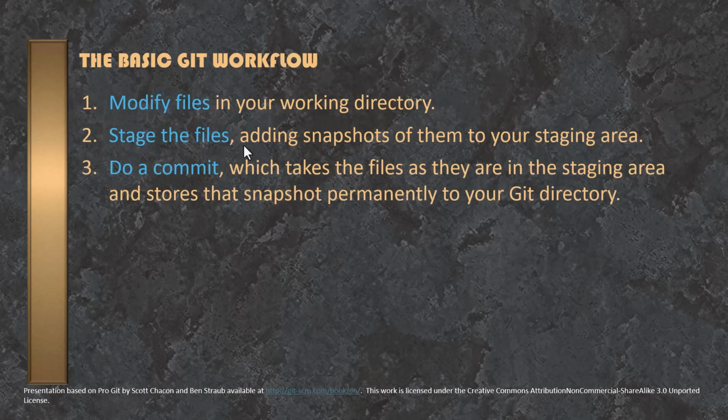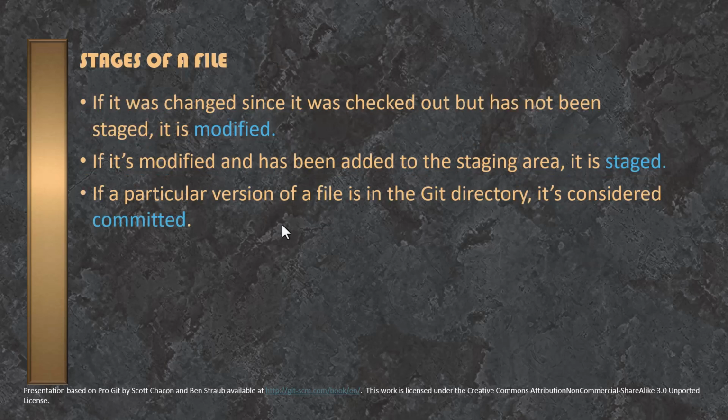And so this is your basic workflow. Modify the files in your working directory, stage the files, and then do a commit. And that commit then saves it in your Git directory. So until you do a commit, nothing is saved in your repo. And so a file has these different stages. If it was changed since it was last checked out, then it's been modified. If you then were to stage it, it's considered staged. And then when you do a commit, it's been committed.